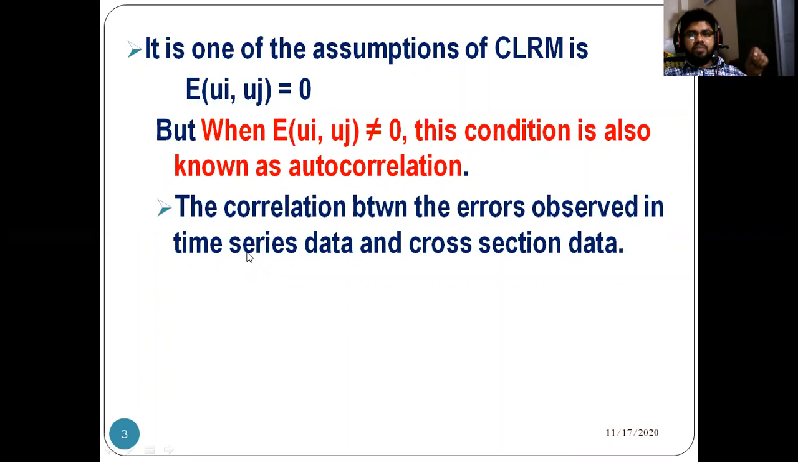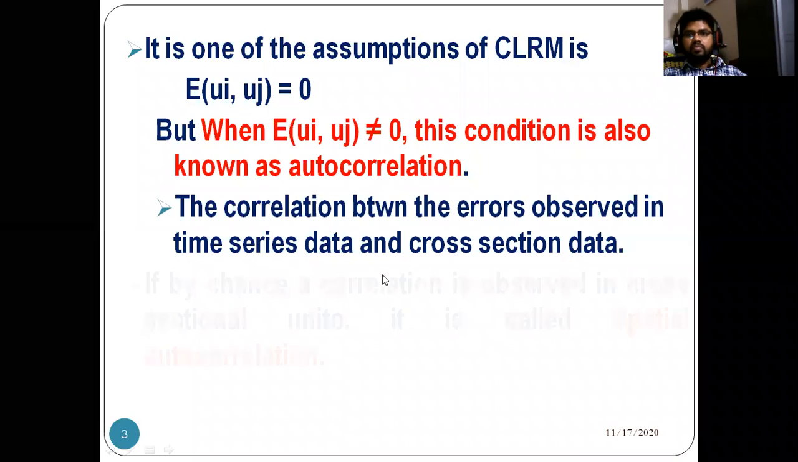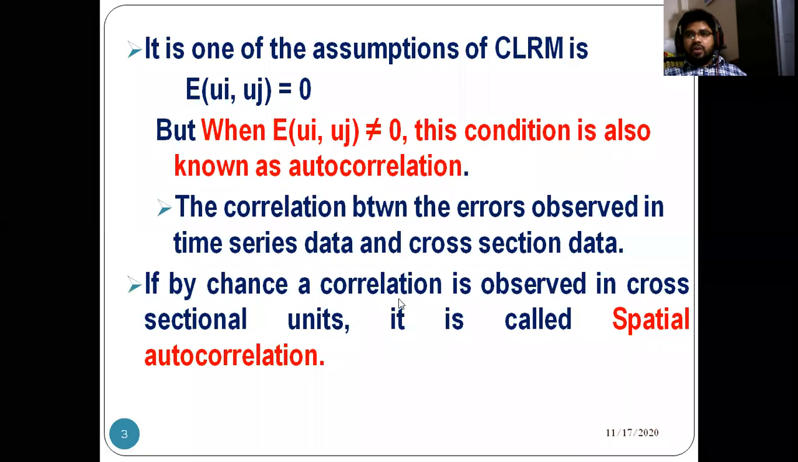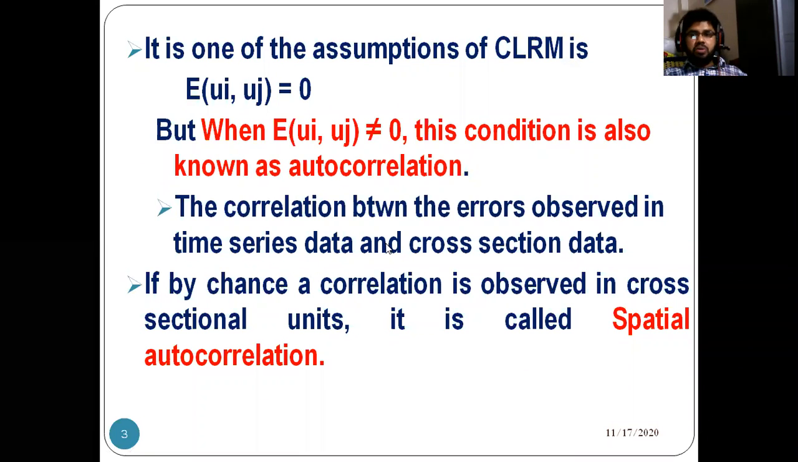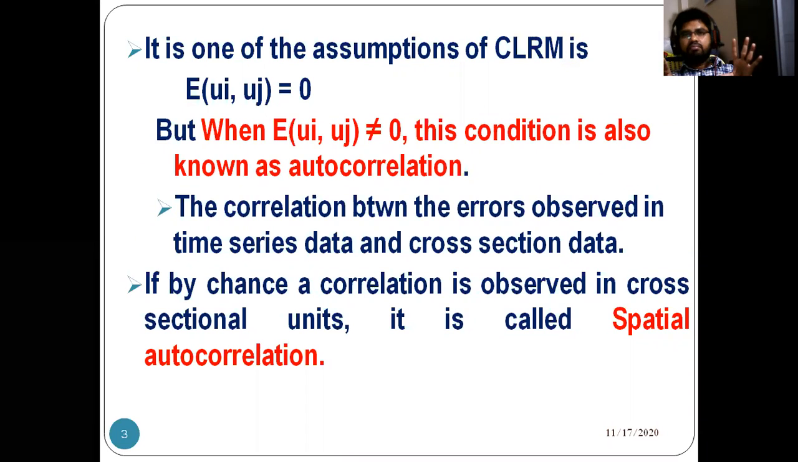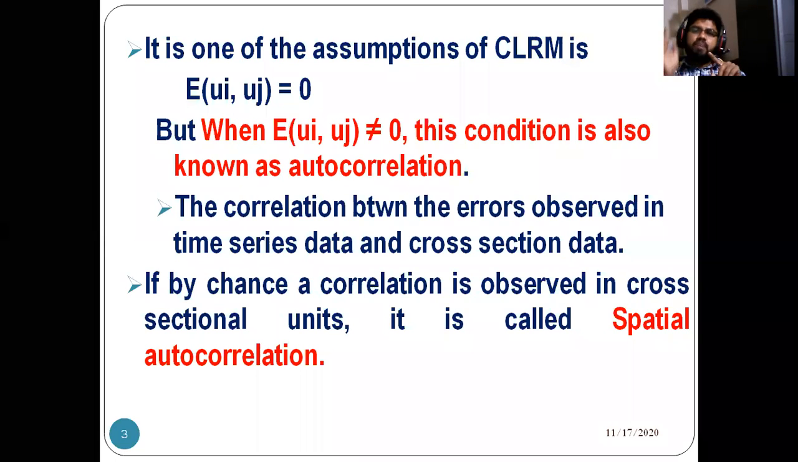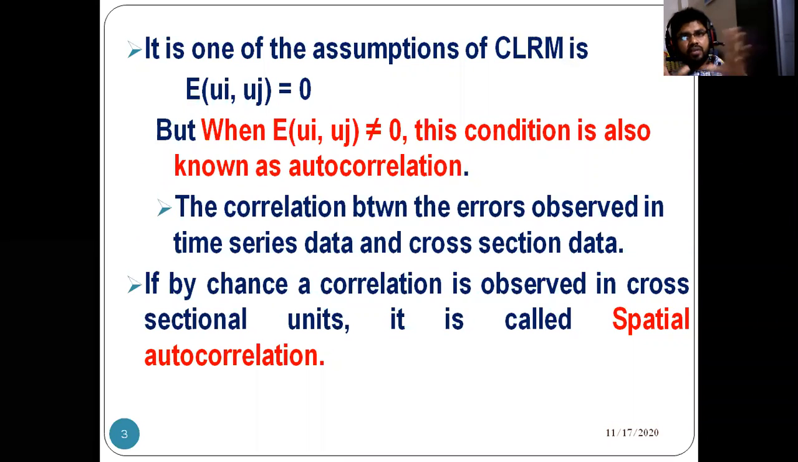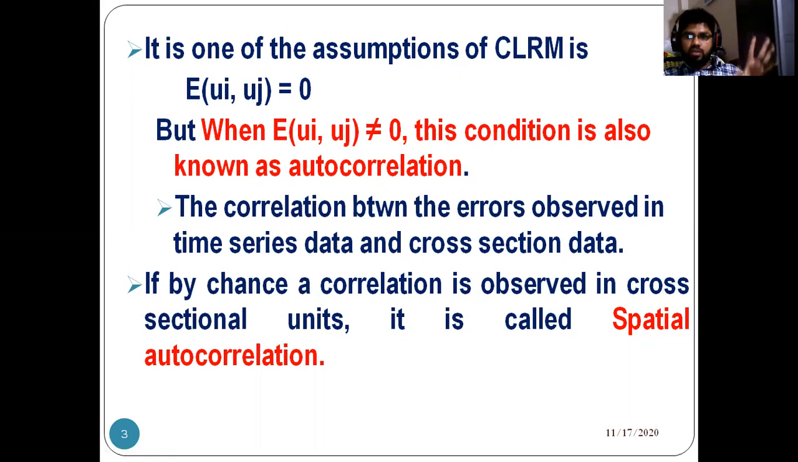As you know what is meant by time series data and what is meant by cross-section data. If by chance a correlation is observed in cross-section data, there is a lesser chance of getting an autocorrelation problem. Cross-section data is where you collect information directly from respondents, so you may get less chance of autocorrelation. If by chance there is an autocorrelation problem in your data, in your regression analysis, in cross-section data, it is called spatial autocorrelation. Spatial autocorrelation. Please remember this point.